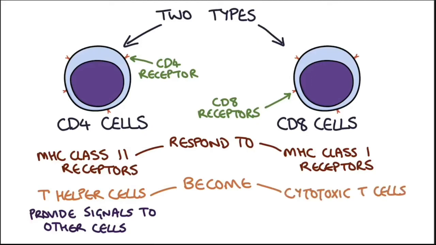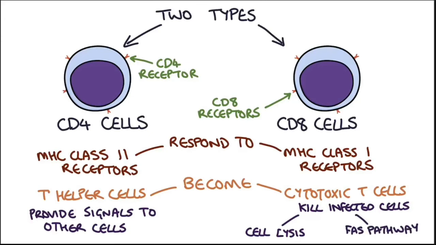So cytotoxic T cells can destroy virally infected or otherwise infected cells in two ways. The first way is to attach themselves to the cell and spray it with proteins that are destructive to that cell's membrane and therefore destroy the cell by cell lysis, or they can activate the FAS pathway, and this pathway is like a self-destructive process, and it causes the cell to destroy itself by apoptosis.